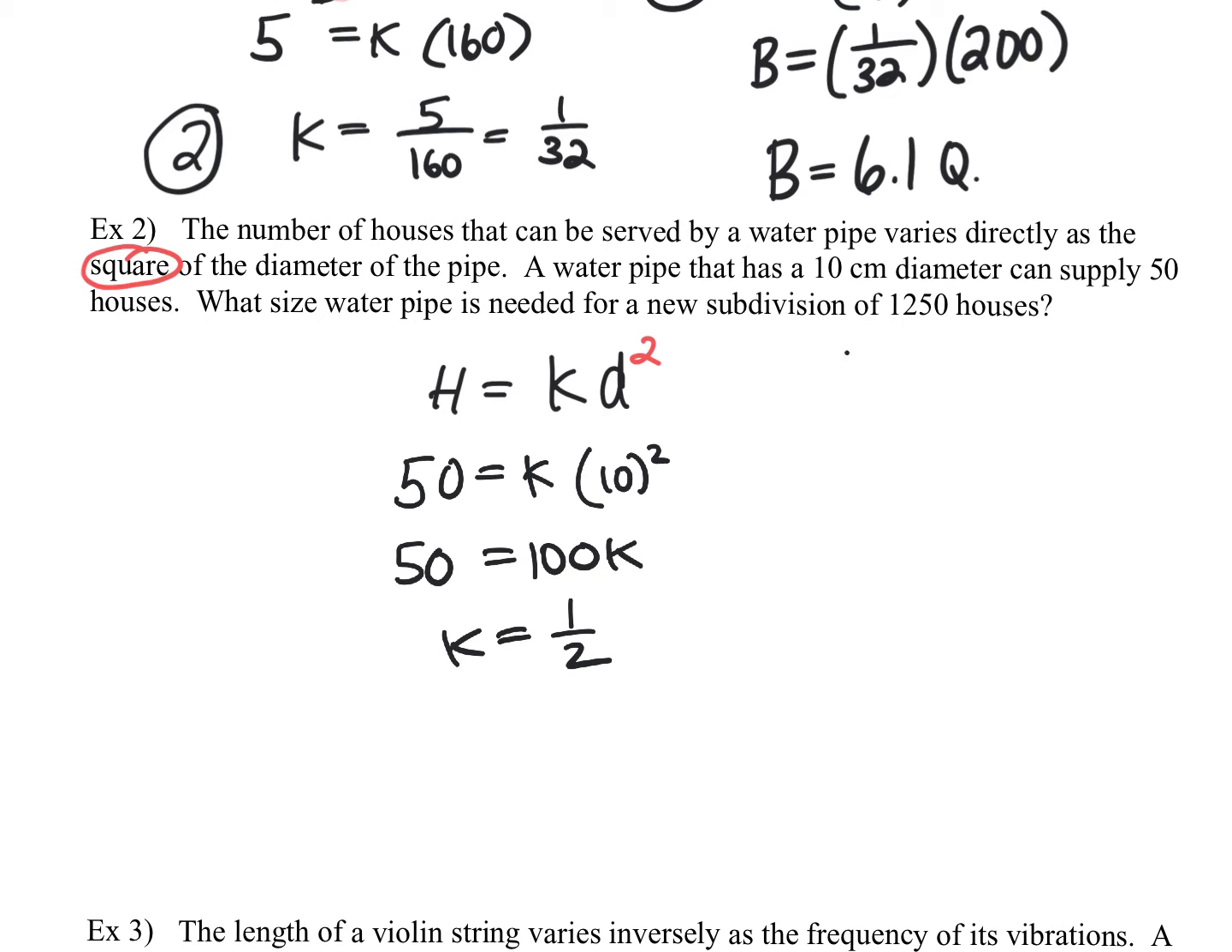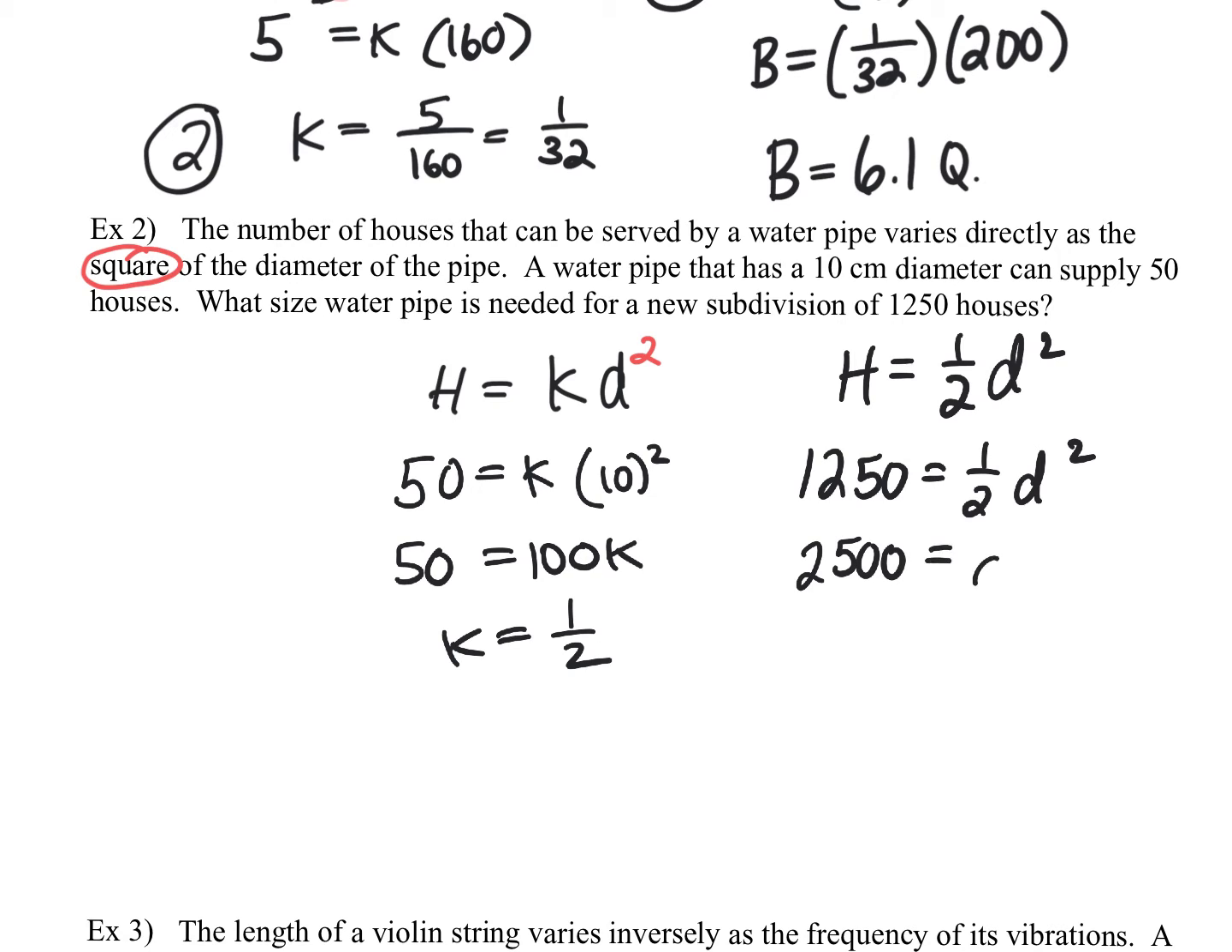Now that we have k, we can use it. So h equals 1/2 the diameter squared. They tell us what size pipe is needed for a new subdivision that has 1,250 houses. So 1,250 equals 1/2 the diameter squared. Well, that means that if we multiply both sides of our equation by 2, 2,500 would equal our diameter squared. So our diameter will be the square root of 2,500, or 50 centimeters.